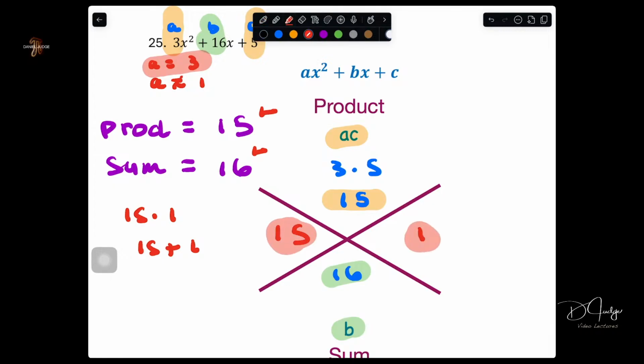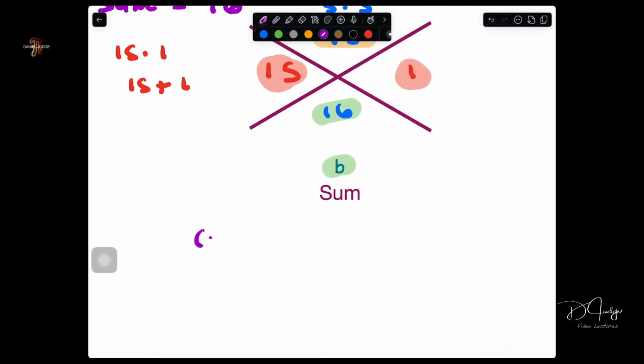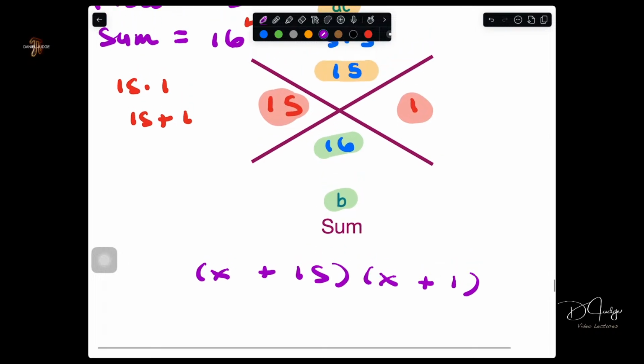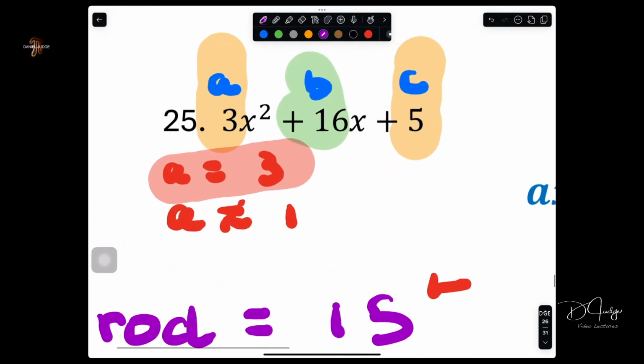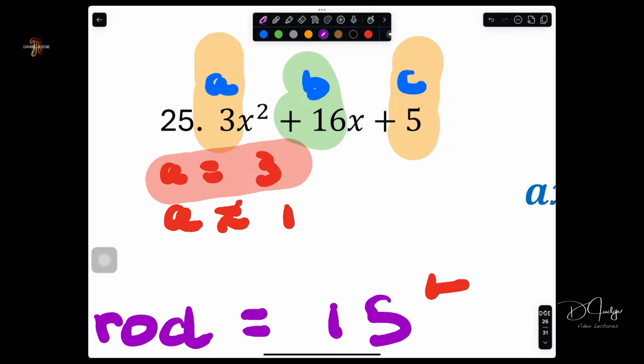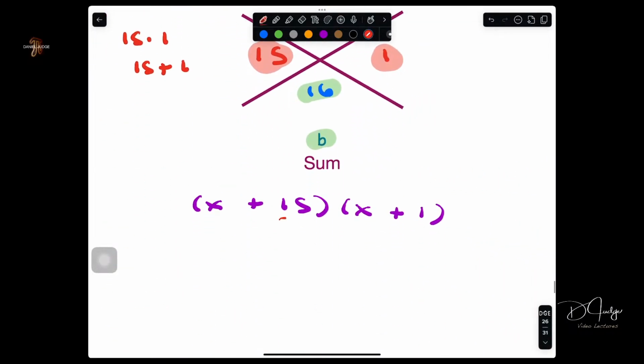However, we're not done, because A is not 1. A is the value 3. So we're going to have to divide both of those numbers here by 3 and then find where we get a whole number answer.